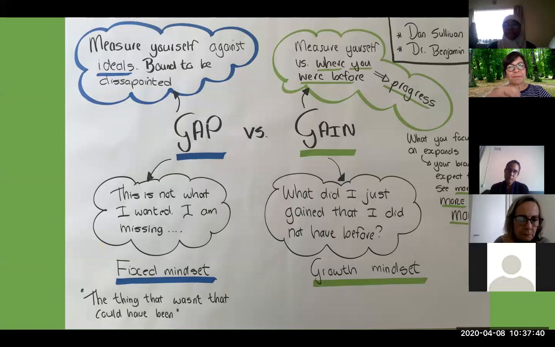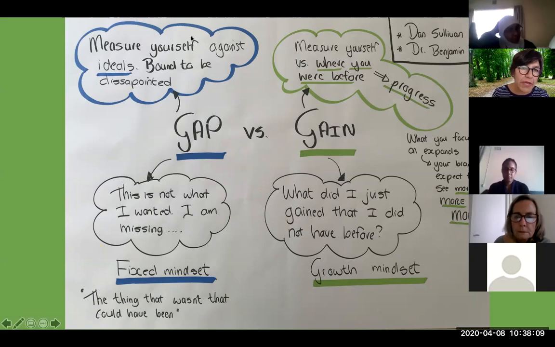Okay, so in terms of the gap, if you look at the gap at the top there, what happens here is if you tend to focus on the gap, then you tend to focus on goals and objectives and ideals, and you want to measure yourself against those, and you're bound to be disappointed because our ability to achieve those goals is impacted by context, by situations, by all sorts of things. So it's very often not possible for us to actually achieve what we set out to achieve, or maybe not in the way that we would like to have done.